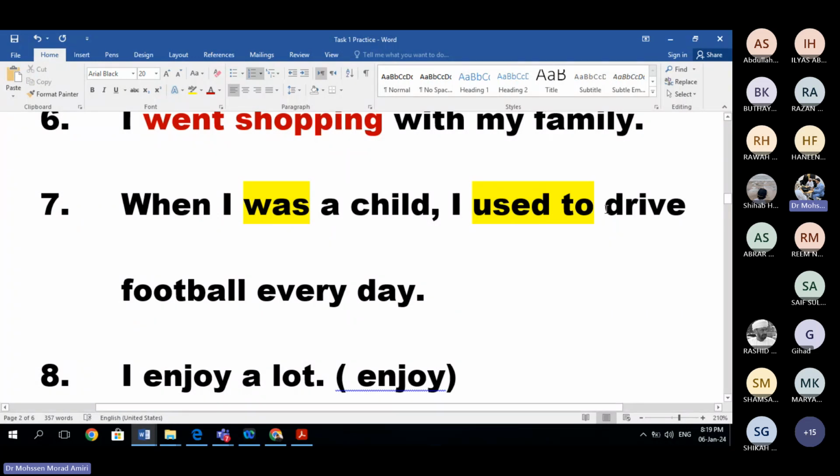So the verb after used to should be simple, no ed. I used to play, I used to drive. Very good. I used to drive a car. I used to drive my father's car, for example. Excellent. Yes, that was correct. Thank you very much. So this is about used to.